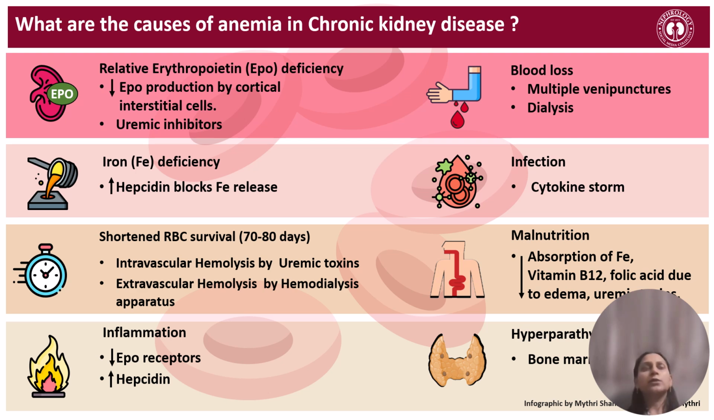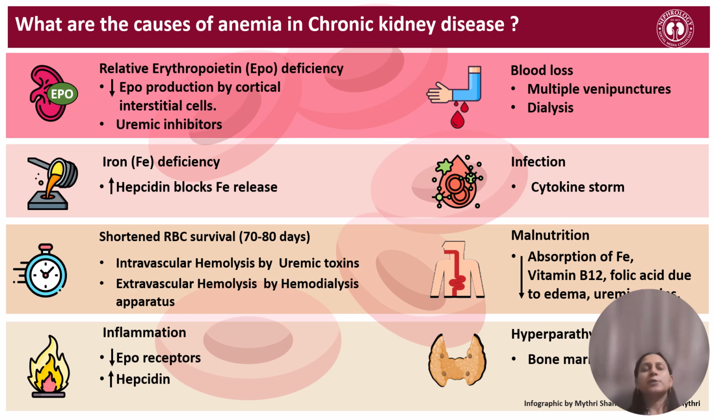And as we all know, the lifespan of RBC is 120 days. In patients with CKD, the lifespan is shortened because of intravascular hemolysis, again because of uremic toxins, and extravascular hemolysis. This is in dialysis patients who are exposed to the extracorporeal circuit. Again, as I already mentioned, CKD is a state of chronic inflammation because of which there is an increase in levels of hepcidin and also reduced erythropoietin receptors.